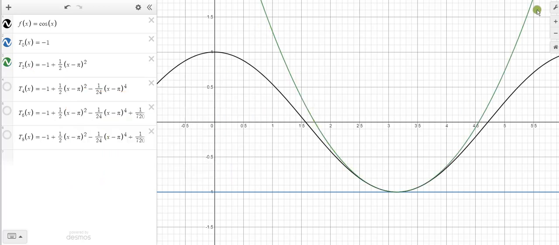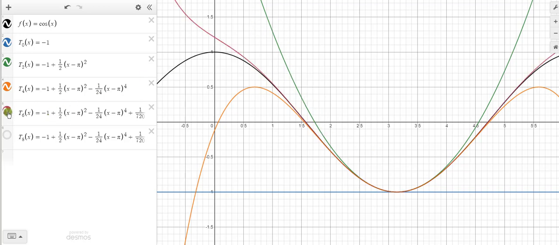And we can see that this quadratic is a very good approximation for the cosine function near x equals pi, so pi is right about here where my mouse is. This green quadratic very closely approximates the curve there. We can get a better approximation by looking at the T4 polynomial. This is now showing up in orange, and we can see that it's an even better fit for longer than that second order Taylor polynomial.